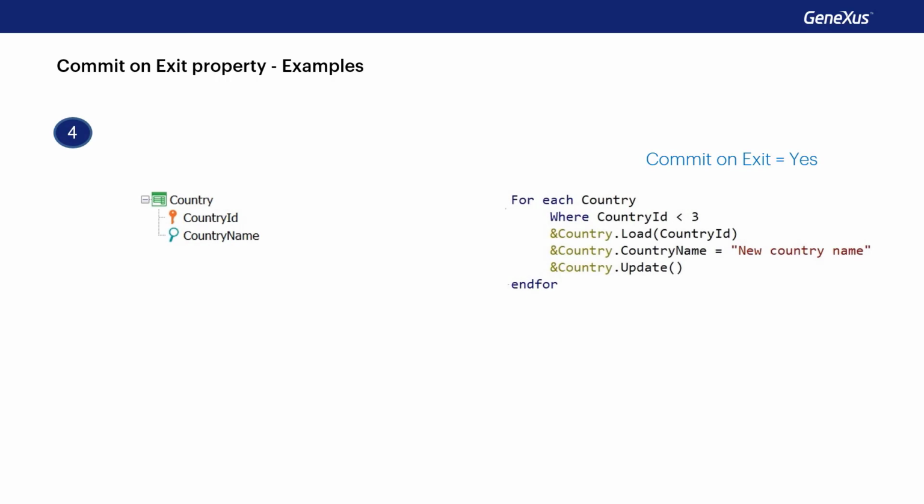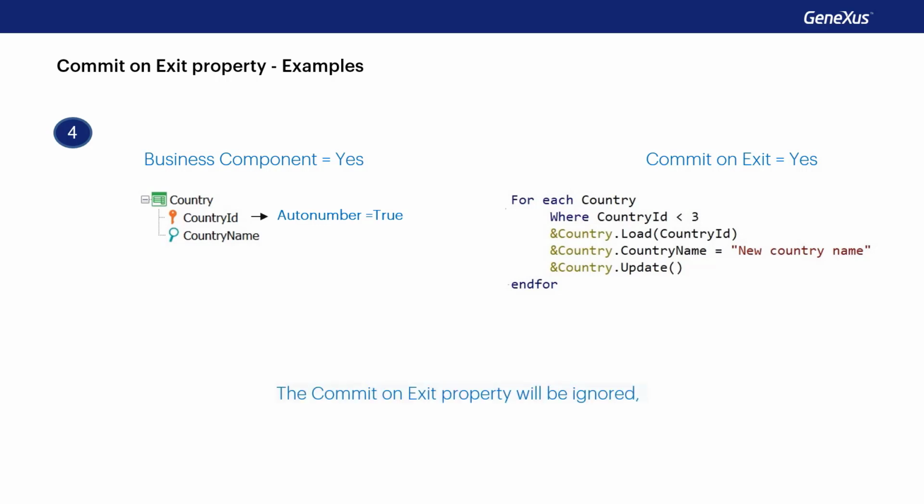Let's see the last example. Again, we consider the same country transaction set as business component and the procedure source shown. The country ID attribute is auto-numbered and the procedure has the commit on exit property set to yes. In this case, the value yes of the commit on exit property will also be ignored because an update is attempted through the business component and not directly through the for each. If this business component is not present, the for each itself does not perform any action. Therefore, it will be necessary to add the commit command explicitly.